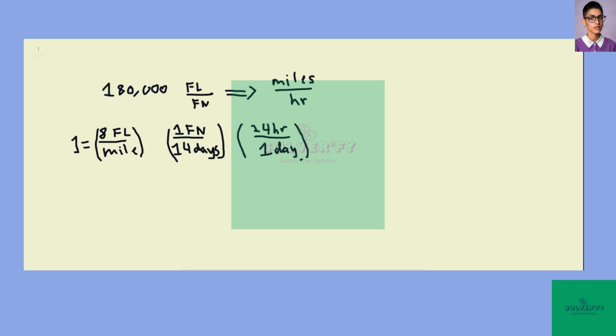Okay, and so now we can start off with our quantity at 180,000 furlongs per fortnight. In order to get rid of these units and get the ones we want, we're going to have to match them properly. To get rid of the furlong, we want to use the reciprocal, putting furlongs on the bottom. So 8 furlongs are in a mile.